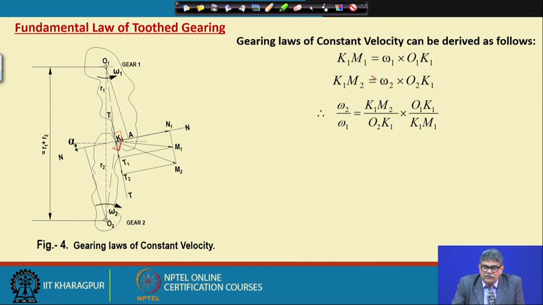Now, if we write this equation and divide the second one by the first one, then omega 2 by omega 1 is equal to K1 M2 by O2 K1 into O1 K1 by K1 M1. This can be easily derived.